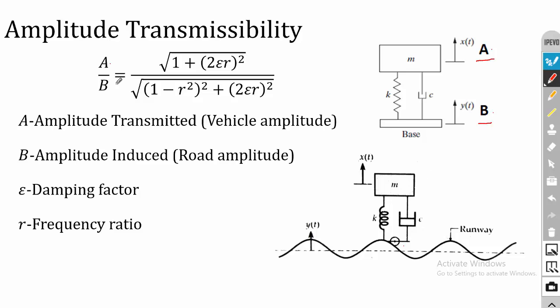So the ratio between A and B is equal to root of (1 plus (2 eta r) the whole square) divided by root of ((1 minus r square) the whole square plus (2 eta r) the whole square). Here eta is the damping factor and r is the frequency ratio. So r is equal to omega by omega n. In the case of resonance, or when the vehicle is running at critical speed, the r value is equal to 1.